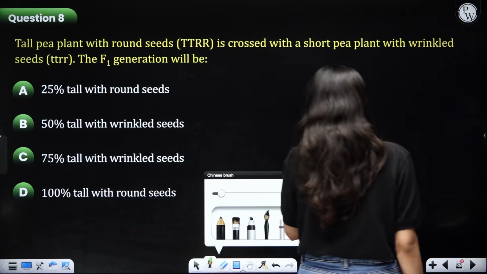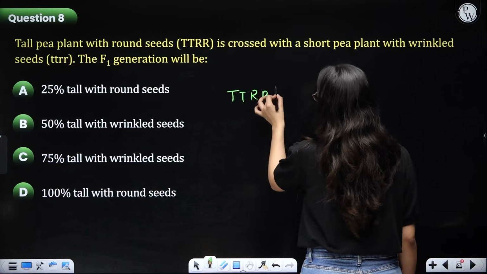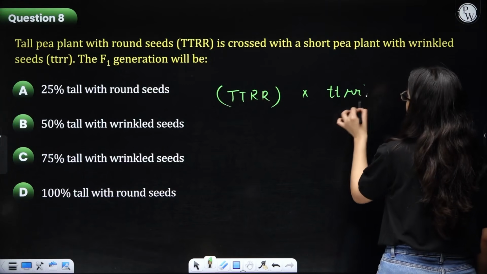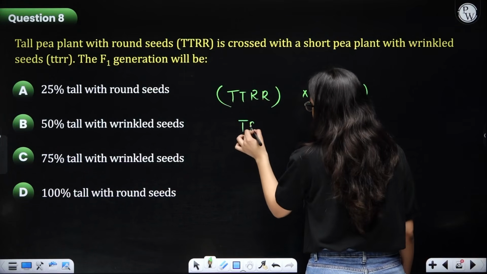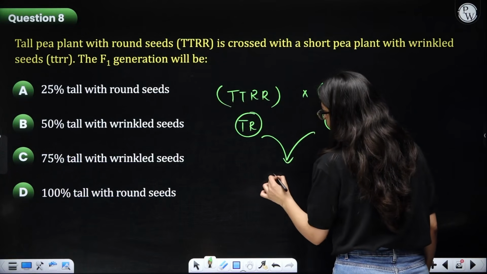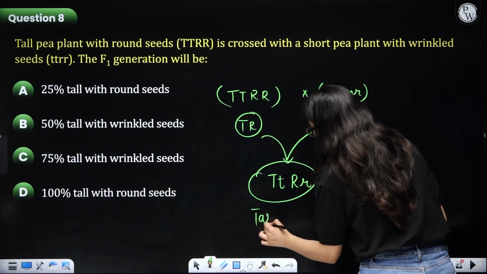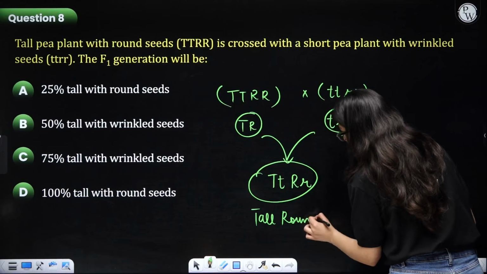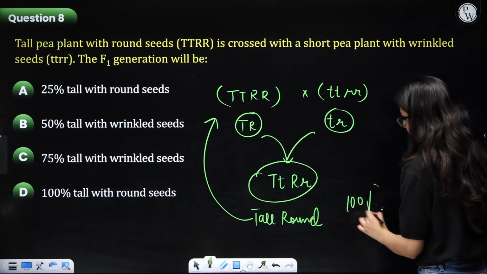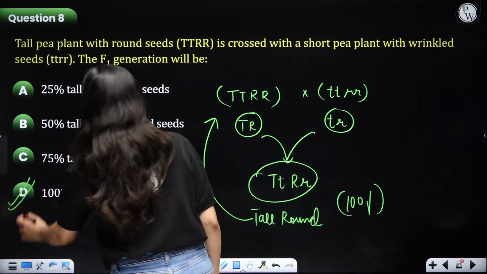I think by now you should simply be able to solve it verbally also, but let us still draw for easier understanding. When a tall plant with round seeds is crossed with a dwarf plant with wrinkled seed, what will be the F1 generation? Gametes over here will be capital T, capital R, small t, small r. When they form the F1 generation, they will form capital T, small t, capital R, small r. So all of them will be tall and having round seeds. So again they are resembling only one parent. So 100% are tall and round. So we can see 100% tall with round seeds. Option D is the correct option over here.